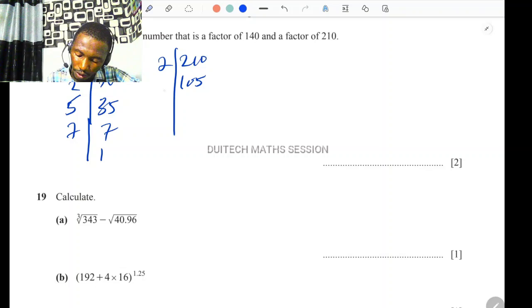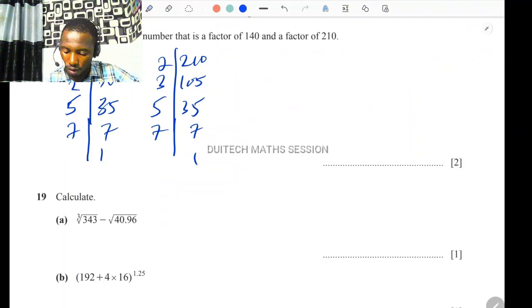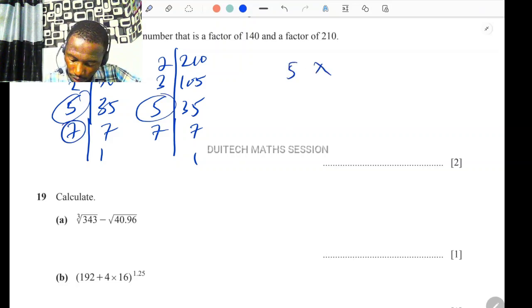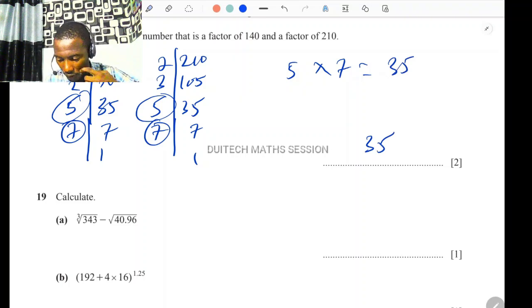What things can go here? 3 can go here, we have 35. So 5 can go here, we have 7. Then 7 can go here, 1. So now, what is common here? 5 is here, 5 is here, so we bring out 5. 7 is here, 7 is here, so we bring out 7. So the answer here is 35. So 35 is the answer.